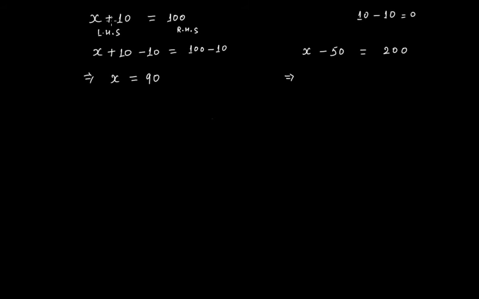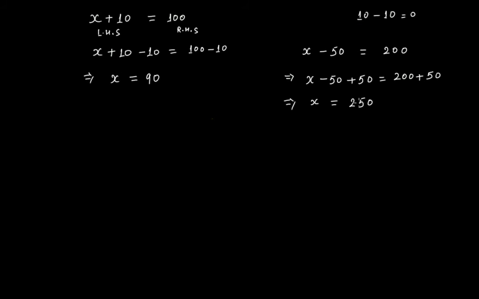In this case it was plus 10, therefore you subtracted 10 from both the sides. In this case you have minus 50. It means that in order to get only x on the left hand side, you'll have to add plus 50 on both the sides. In order to maintain the equality, you are adding plus 50 on both the sides. This minus 50 and plus 50 will be 0. And therefore this is only x is equal to 250. Right?